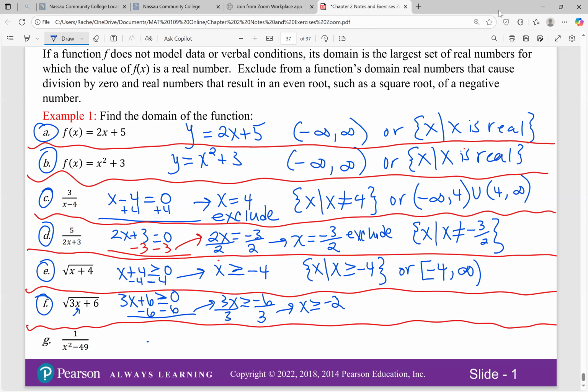So my domain has to be all values of x such that x is greater than or equal to -2. Or if I want to write it using interval notation, all values of x from -2 to infinity.